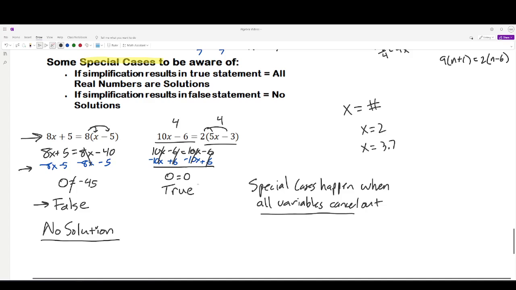So we can't write every possible value for x because it's literally every number. So for this one, when we have a true statement that we end up with after all the variables cancel, we write the solution as all real numbers. So that means x can be any real number. So it could be, again, 1, 2, negative 71.348. Doesn't matter. Every single number is a valid solution.